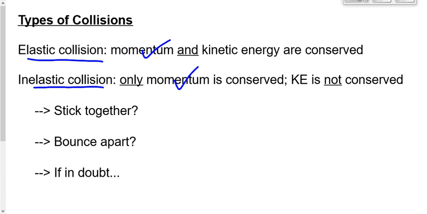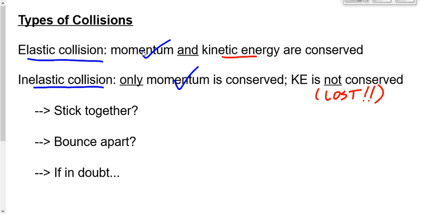If it's an elastic collision or an inelastic collision, well then, what's the differentiation? What makes an elastic collision different than an inelastic collision? It's not momentum, it's kinetic energy. If it's an elastic collision, then kinetic energy is also conserved. If it's an inelastic collision, kinetic energy is not conserved. In other words, kinetic energy would be lost in an inelastic collision.